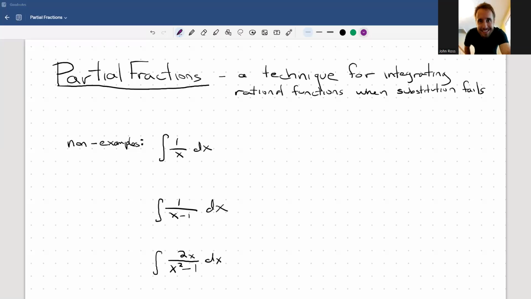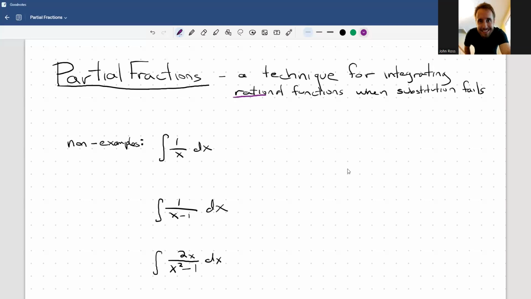All right, everyone. In this video, we are going to look at another integration technique. This technique is called the technique of partial fractions. We will use this strategy to integrate rational functions, specifically when substitution, the method of u-substitution, fails.